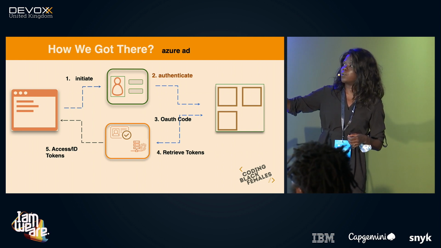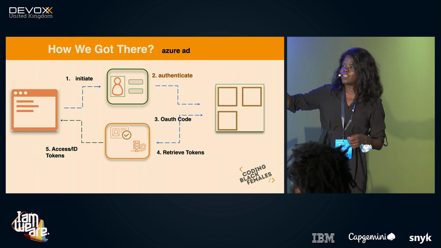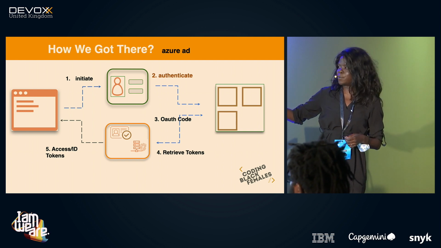The beauty of this was that our web application didn't need to have any knowledge of Azure AD or any other identity providers we would give it. All it would need to know was how to handle the tokens it receives from AWS Cognito.